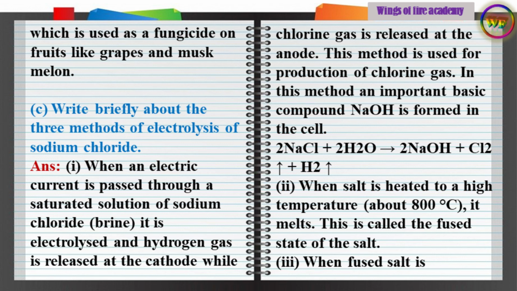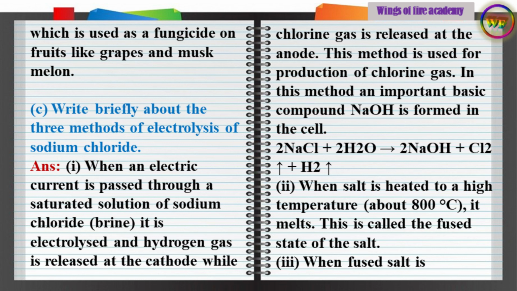Question C. Write briefly about the 3 methods of electrolysis of sodium chloride. Answer. 1. When an electric current is passed through a saturated solution of sodium chloride, brine, it is electrolyzed and hydrogen gas is released at the cathode while chlorine gas is released at the anode. This method is used for production of chlorine gas. In this method, an important basic compound NaOH is formed in the cell. 2NaCl + 2H2O → 2NaOH + Cl2 + H2.